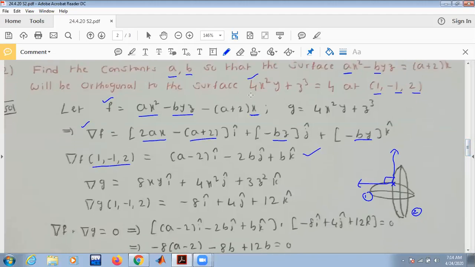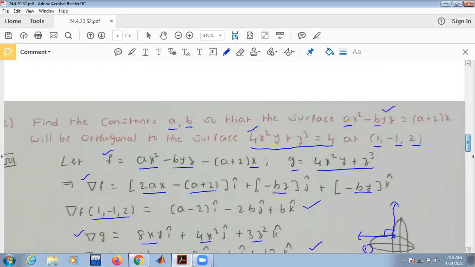Similarly, take the next surface, find a normal vector on the second surface. So I am assuming this as g: 4x square y plus z cube. I am finding the gradient of g here. So dou g by dou x is 8xy into i bar plus dou g by dou y is 4x square into j bar plus dou g by dou z is 3z square into k bar. Again, I am finding this gradient at the point 1, minus 1 and 2. So when you substitute these values, you will get another vector.